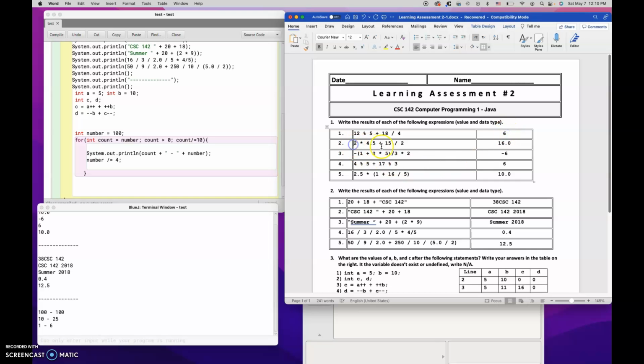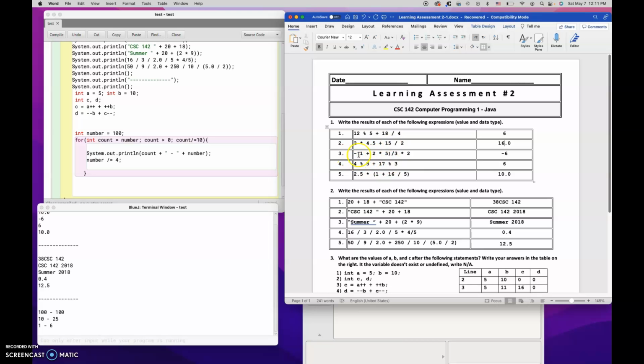Okay, the second example, the same thing. We're gonna go with the multiplication first, and then we're gonna jump to divide. So 2 times 4.5, that's first, and then 15 divided by 2, that comes second. The result here plus the result here will give us 16.0. Again, we're not gonna count any decimal, otherwise the result will be different.